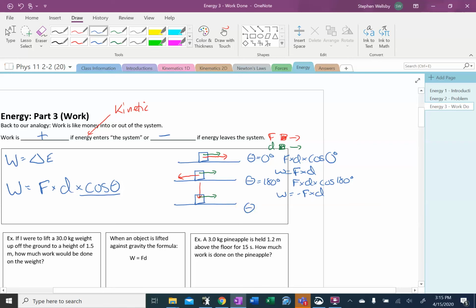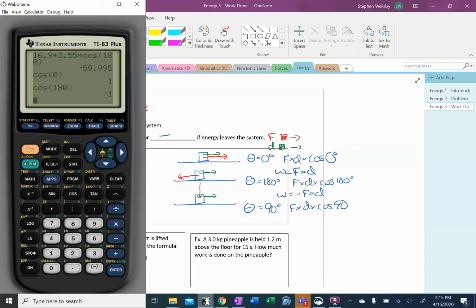Well, what is the angle between these two forces? We've got this extra force vector going down, and we've got the displacement vector moving to the right. Well, the angle here is going to be 90 degrees. And so if our work is force times distance times cos 90, I'm sure many of you have clued in already to what this is going to be, but let's see.